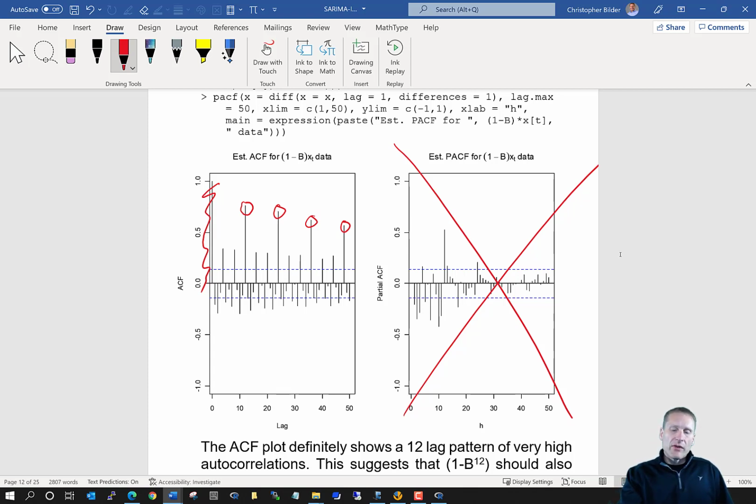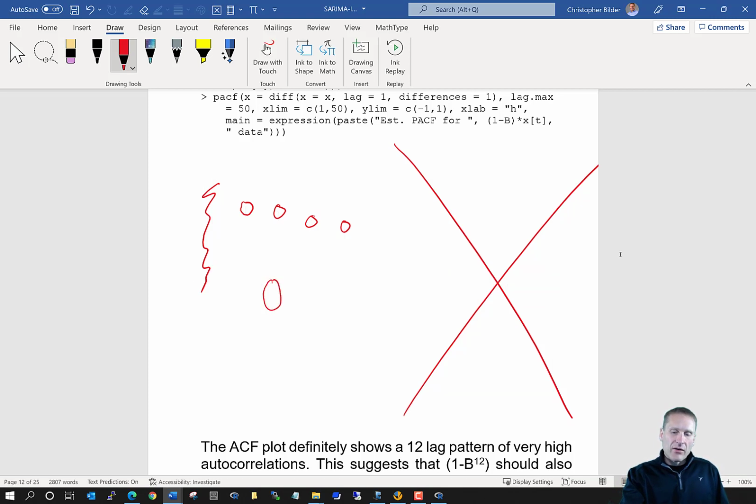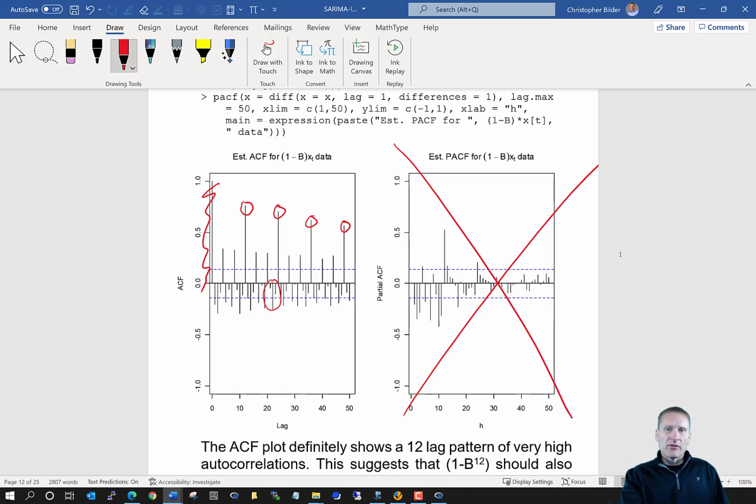Also, another interesting thing to look at in the ACF plot is that, aside from the multiples of 12 in terms of lag, we have some other somewhat large autocorrelations as well. And this again demonstrates that this is something often expected when you have a seasonality component.